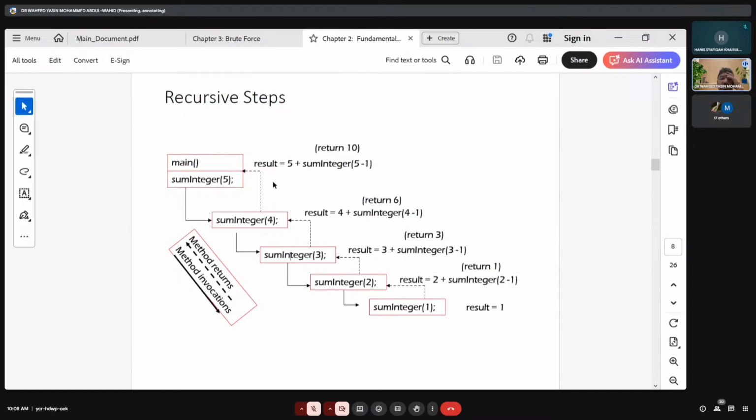So this is the recursion of what we call the function sum integer. So here we have 2 plus 1 is 3, 3 plus 3 is 6, 6 plus 4 is 10, 10 plus 5 is 15.